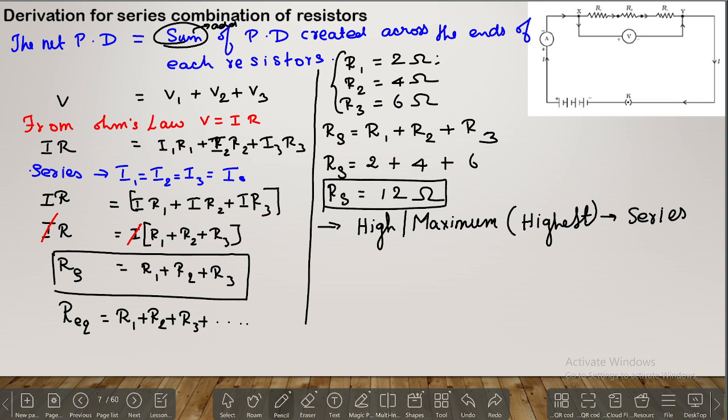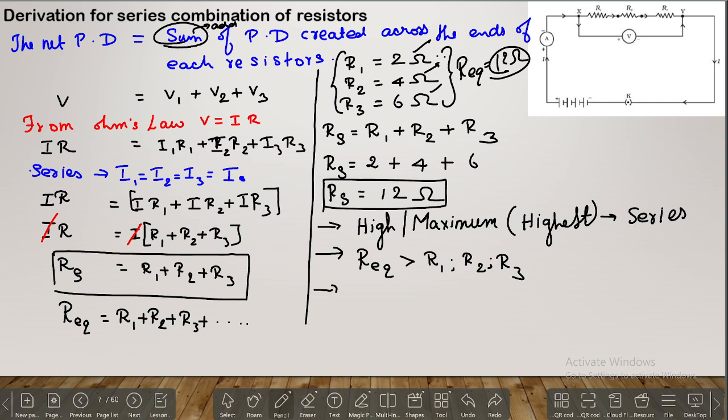And second condition is this net resistance. That means R equivalent will be greater than the resistance of each resistor. Always in series combination the net resistance will be greater. Compared to what? Compared to the resistance of each resistor. Here if you are observing, the net resistance I got as 12 ohm. So this 12 ohm is greater than 2 ohm, 4 ohm as well as 6 ohm.